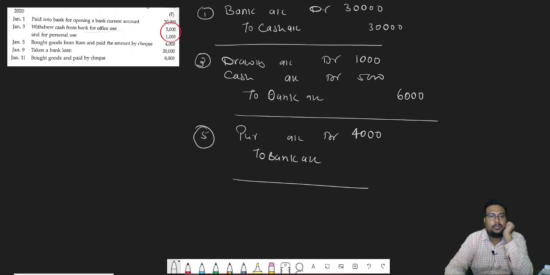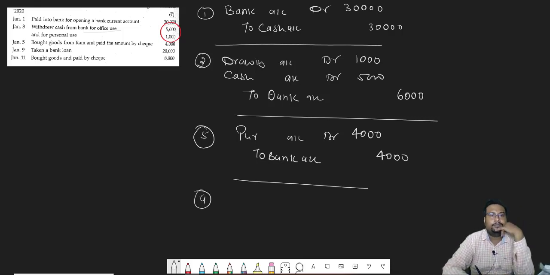Okay. You can understand it like this also: goods are coming into the business, so debit what comes in, 4,000 rupees. And who is giving the amount? Bank is giving the amount. So debit the receiver, credit the giver. So bank will be credit.